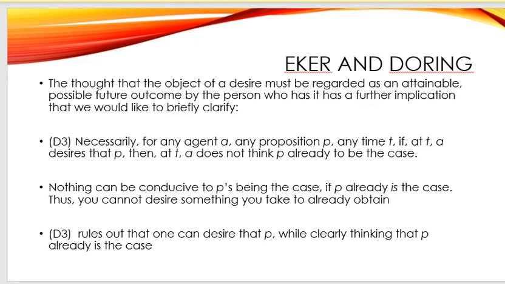Eckert and Dorian bring up their third criterion, D3, and they say for any agent A, any proposition P at time T, if at T A desires that P, then at T A does not think P is already the case. So for example, if at 1 o'clock I want a cup of coffee, then at 1 o'clock I do not think that I already have a cup of coffee. So what they're actually talking about here is pretty clear: if I want something, it can't be the case that I already have that thing.